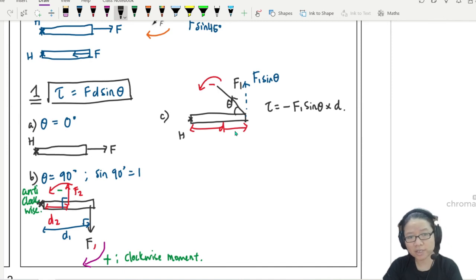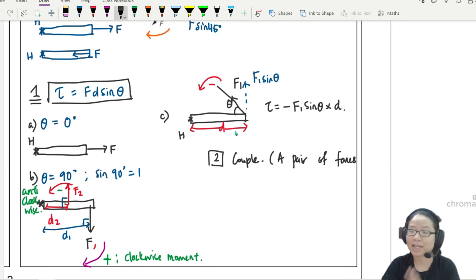All right, so what is a couple? Teacher, I know what's couple lah. My girlfriend, my boyfriend, my BFF. Okay, sure. Couple. The word couple means there is a pair of forces that causes rotational motion.